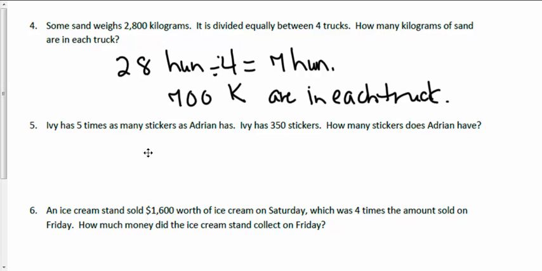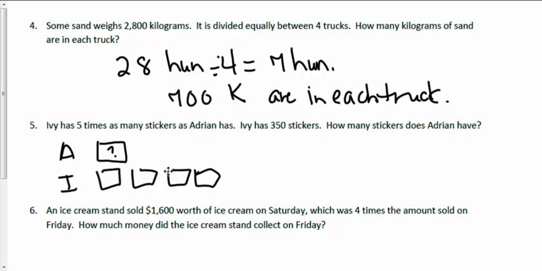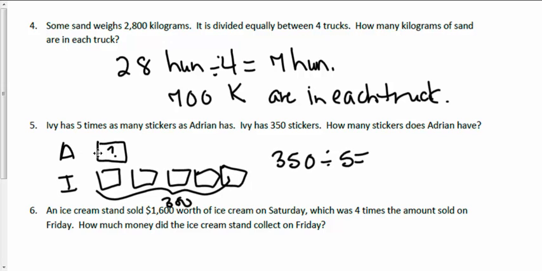Ivy has 5 times as many stickers as Adrian. Ivy has 350 stickers. How many stickers does Adrian have? So this will be Adrian. I don't know how many Adrian has. That's what I'm trying to figure out. But I know that Ivy has 5 times as many. And I know that altogether this is 350. So if I take 350 and I divide it by 5, I will get how many stickers Adrian has.